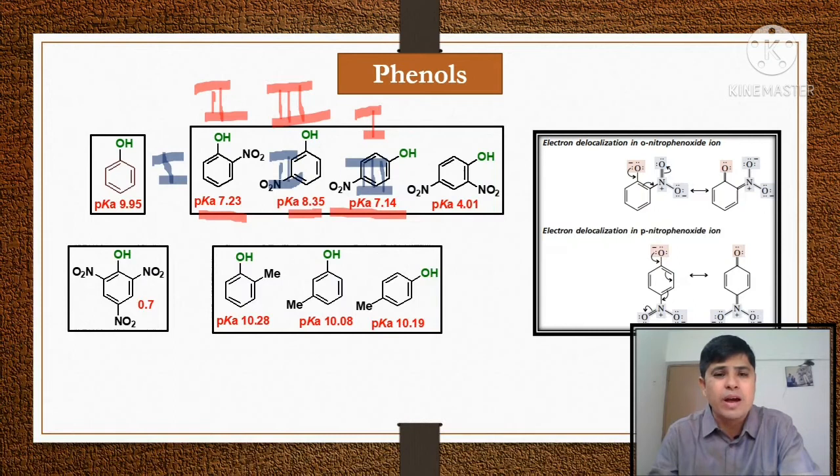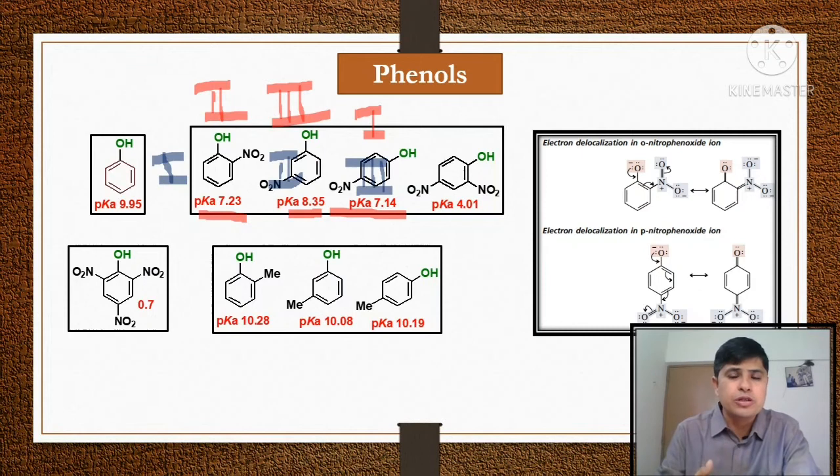Because the electron withdrawing nitro group is nearest to the hydroxyl group in the ortho isomer. Then in the meta isomer, it is nearer to the hydroxyl group than in the para isomer. Hence the expected order should be like this. But see, why did we get paranitrophenol more acidic than ortho, and ortho more acidic than meta? Why is it so? After donation of the proton, there is formation of the conjugate base, we know.